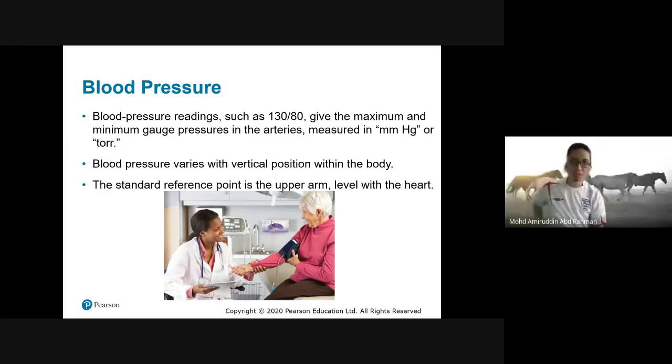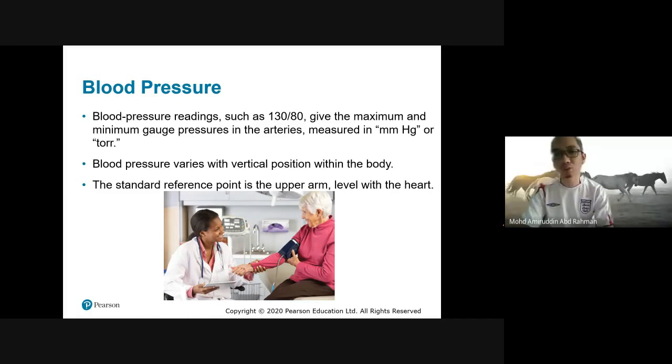So blood pressure varies with the vertical position within the body. That's why, to measure a correct blood pressure, we need to sit down on the chair, and then we put our hand on the table. Because you can try that at different positions.